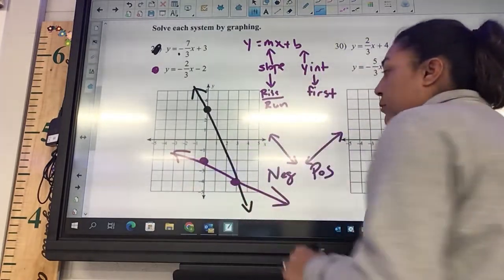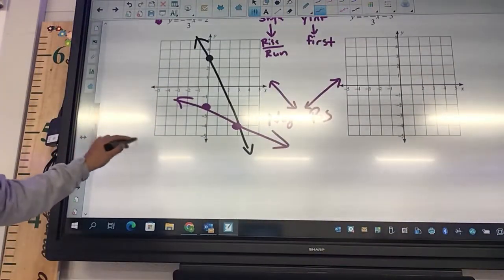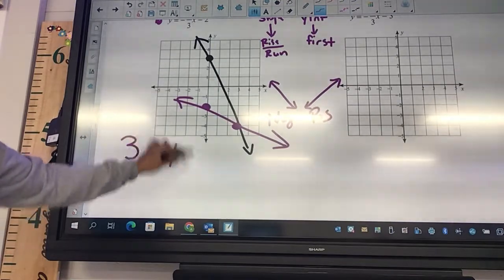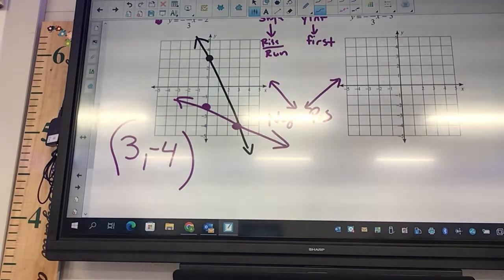What is that intersection point? 3 comma negative 4. Okay, make sure that you write that intersection point. You can do all the work possible, but if you forget that intersection point, then it's no good.